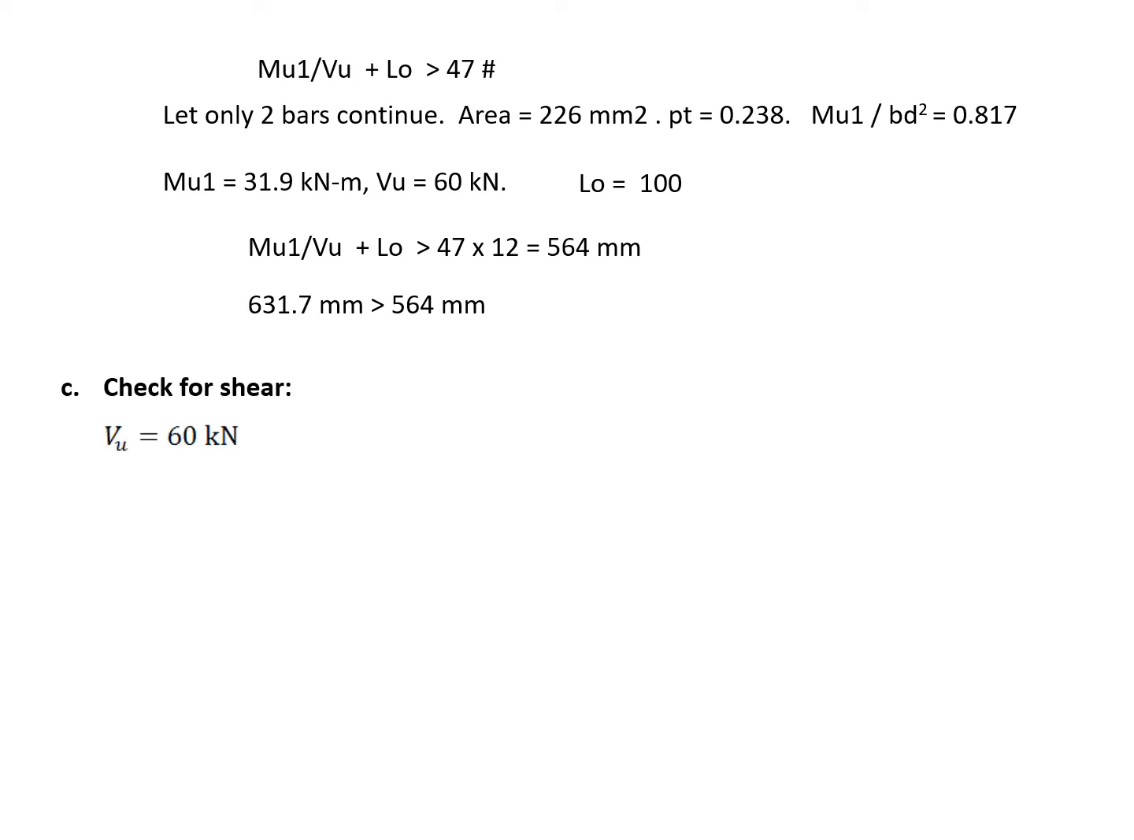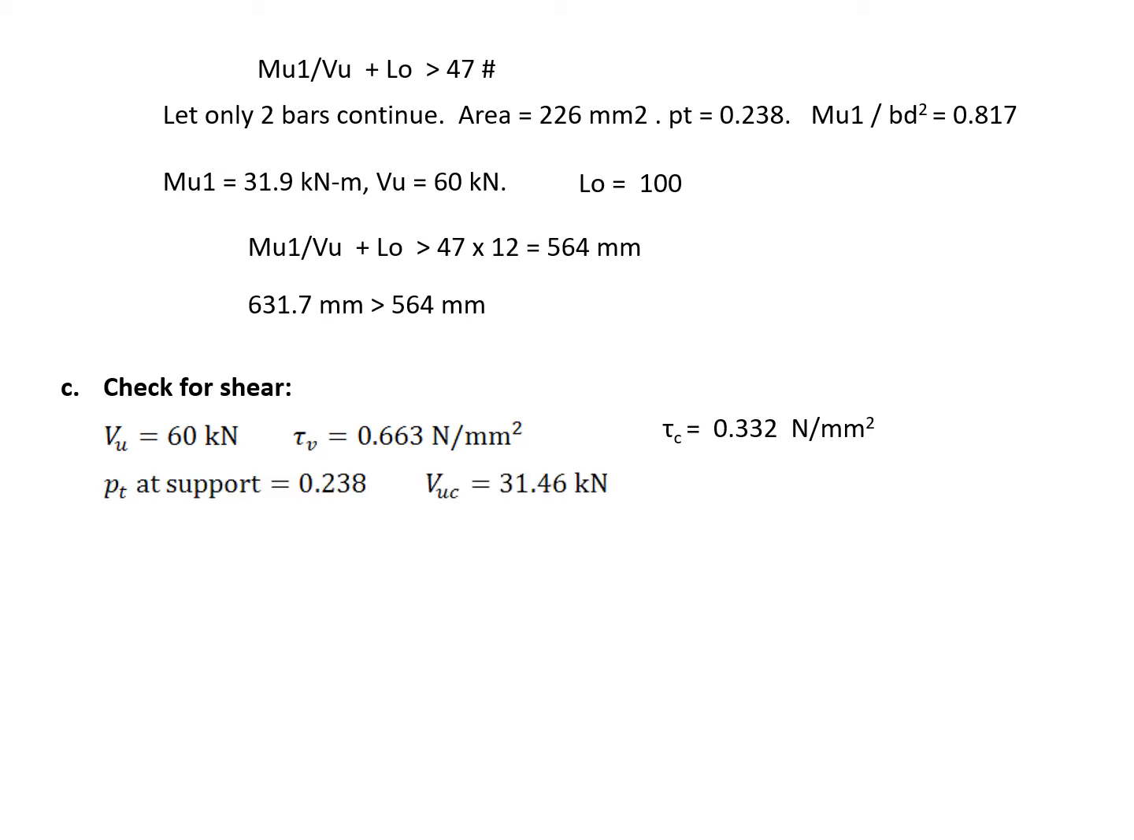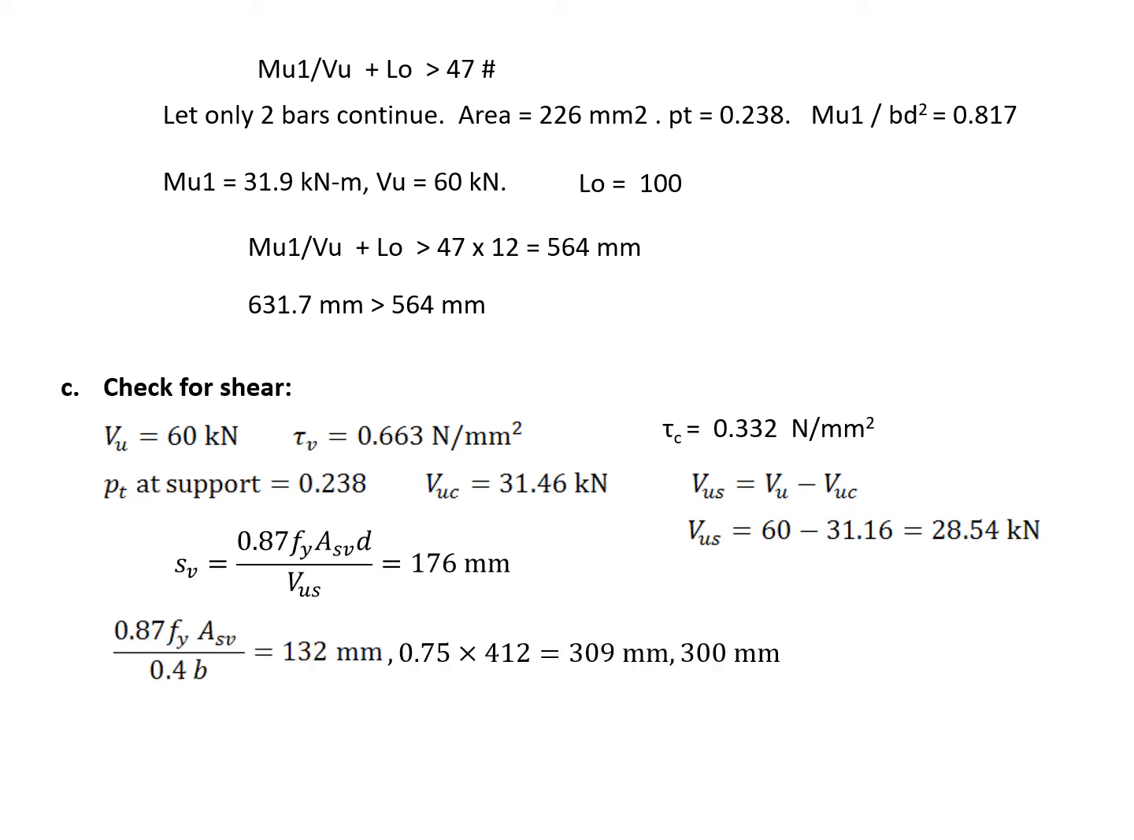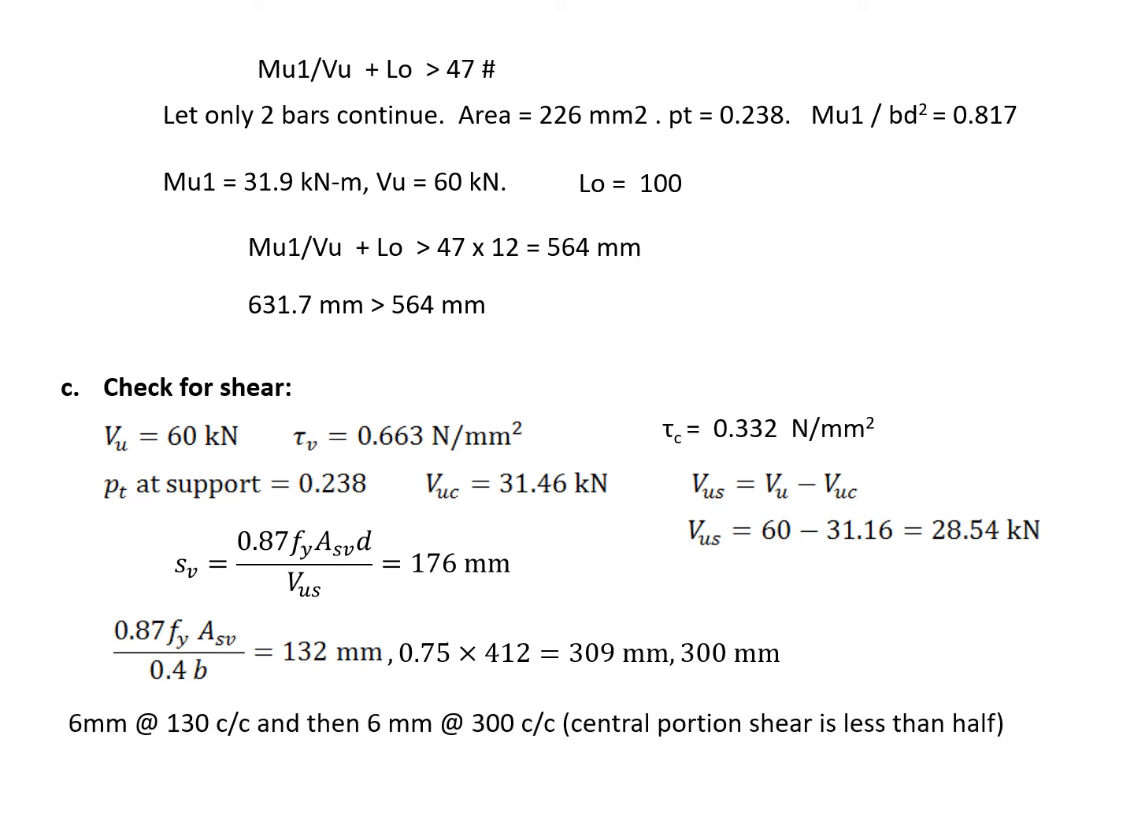Next you go for shear. You have shear force, you find out tau v, and tau c you find out from that long formula. Since tau v is more than tau c, you are going to need shear reinforcement. So you find VUC, that is shear capacity of the beam. Find VUS, that is the shear force for which you will design the shear reinforcement. So that is 28.54. And then for shear you have 4 things. You use the SV formula, you use the minimum steel formula, 0.75D, and number 300. Minimum of these will be 132.